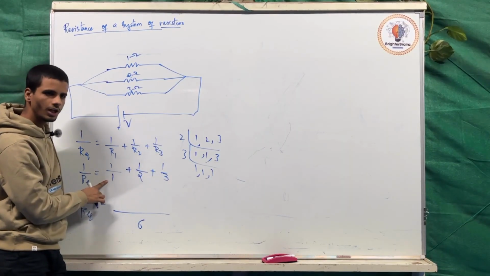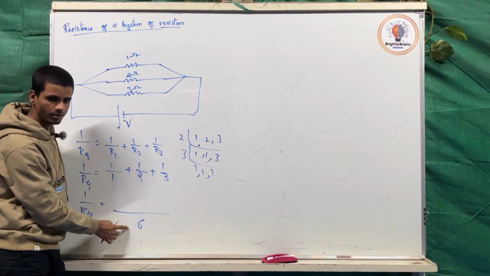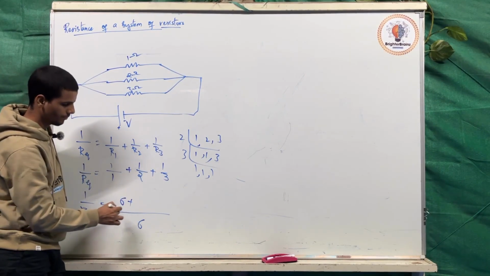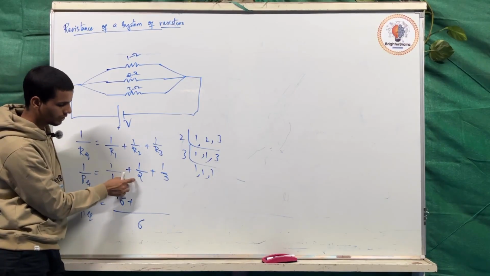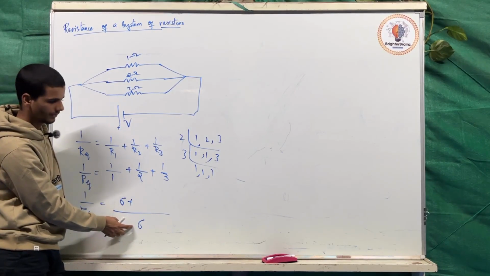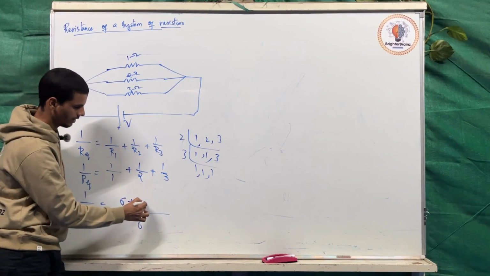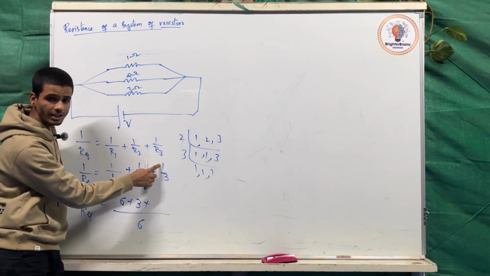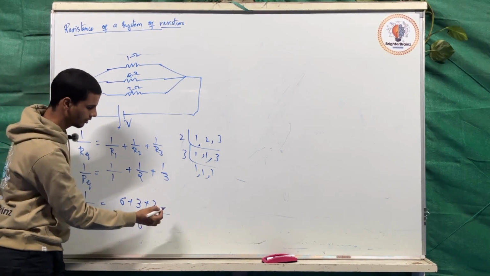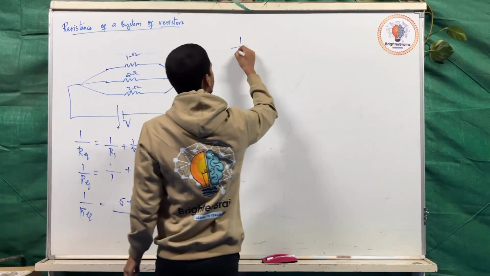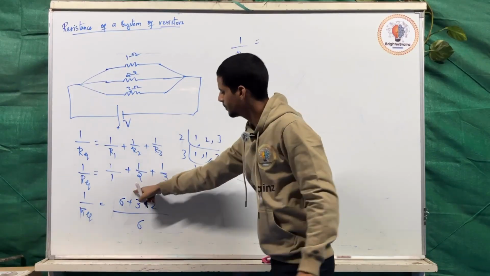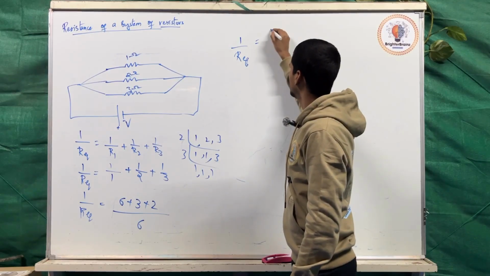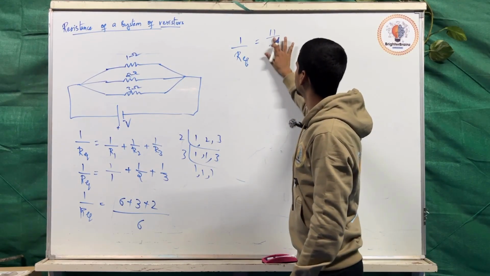In the 1 table, how many times does 6 multiply? 6 times. So 6 ones are 6, plus. In the 2 table, how many times does 6 multiply? 3 times. 1 into 3, 3, plus. In the 3 table, how many times does 6 multiply? 2 times. That is 1 into 2, 2. So now 1 by R equivalent is equal to 6 plus 3, 9, 9 plus 2, 11. So 11 by 6.